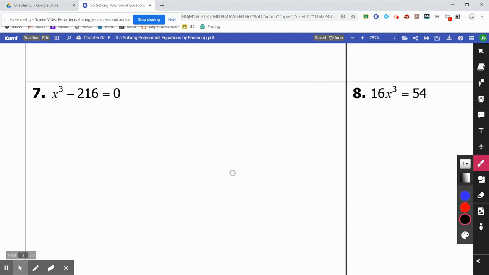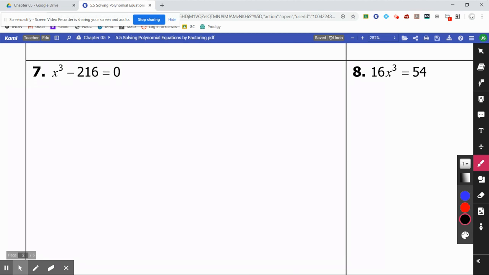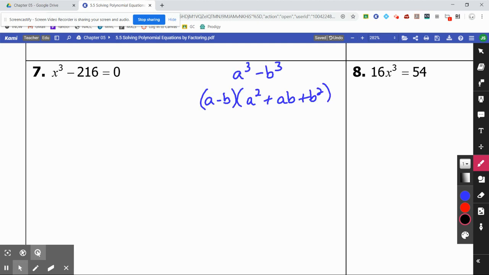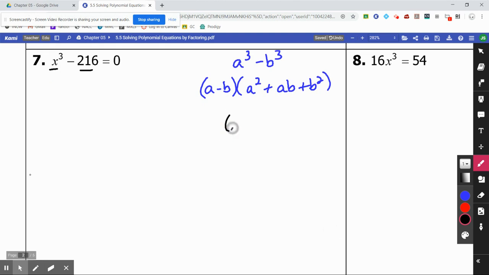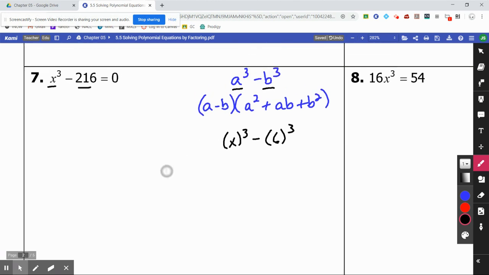Number 7, x to the third minus 216. That is difference of cubes. Here's your formula. Now let's identify what our a and b are. X to the third minus 216 can be rewritten as x to the third minus 6 to the third. So your a is x, your b is 6, so everywhere you have an a, put an x. And let's do it over here below our problem now.